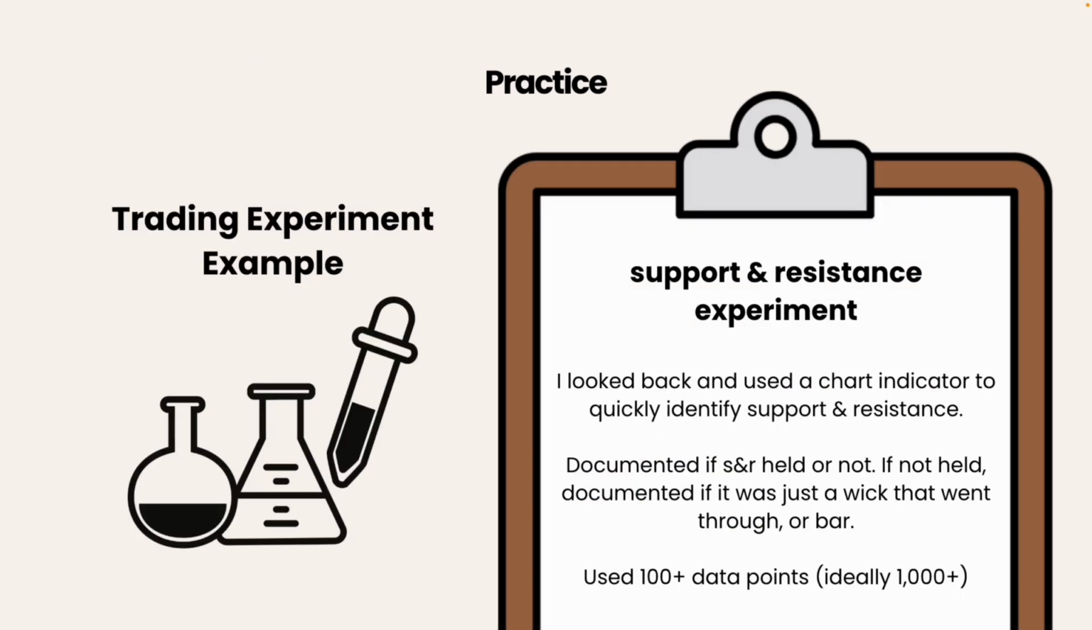So here's one trading experiment example that I did on support and resistance. I looked back and used a chart indicator to quickly identify support and resistance, and I documented if support and resistance held or if it did not hold. And if it did not hold, then I documented if it was just a wick that broke through or if it was a full bar that broke through. So I used over 100 data points, but ideally you would want over 1,000.